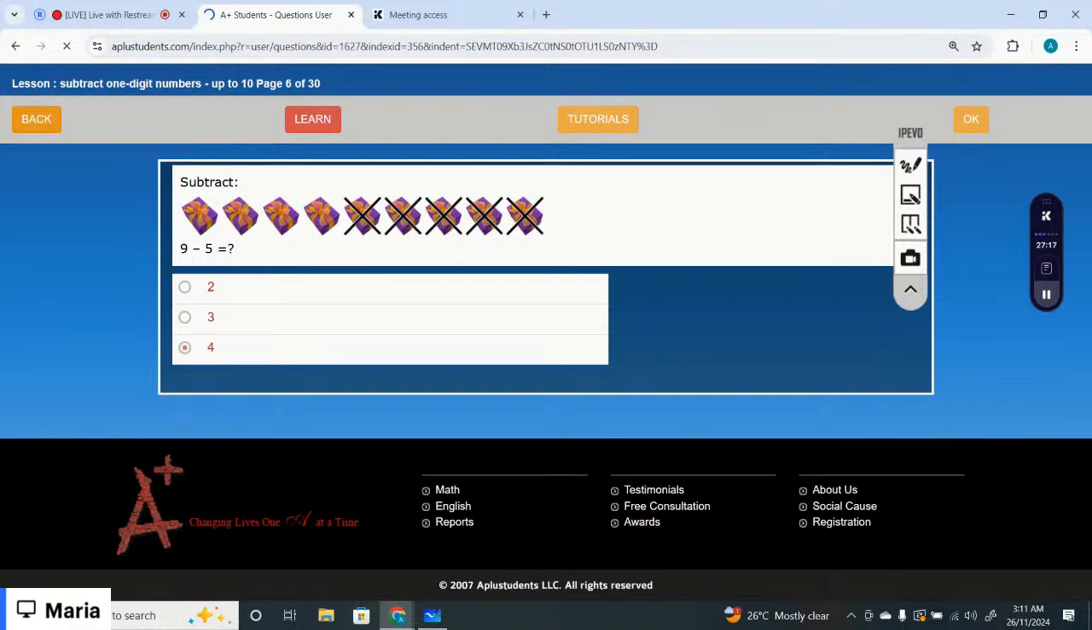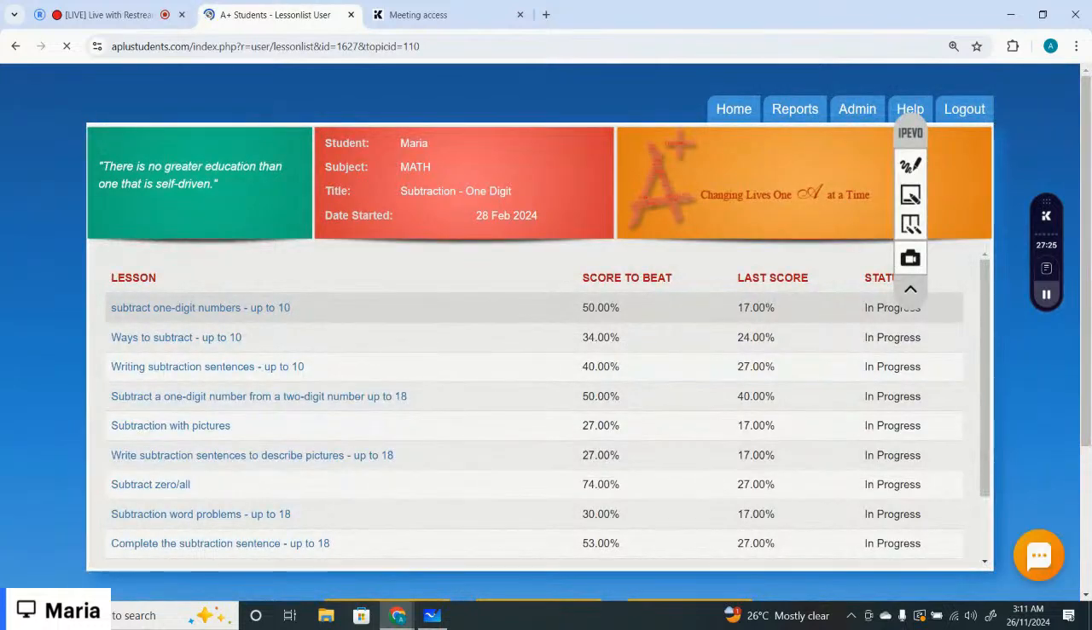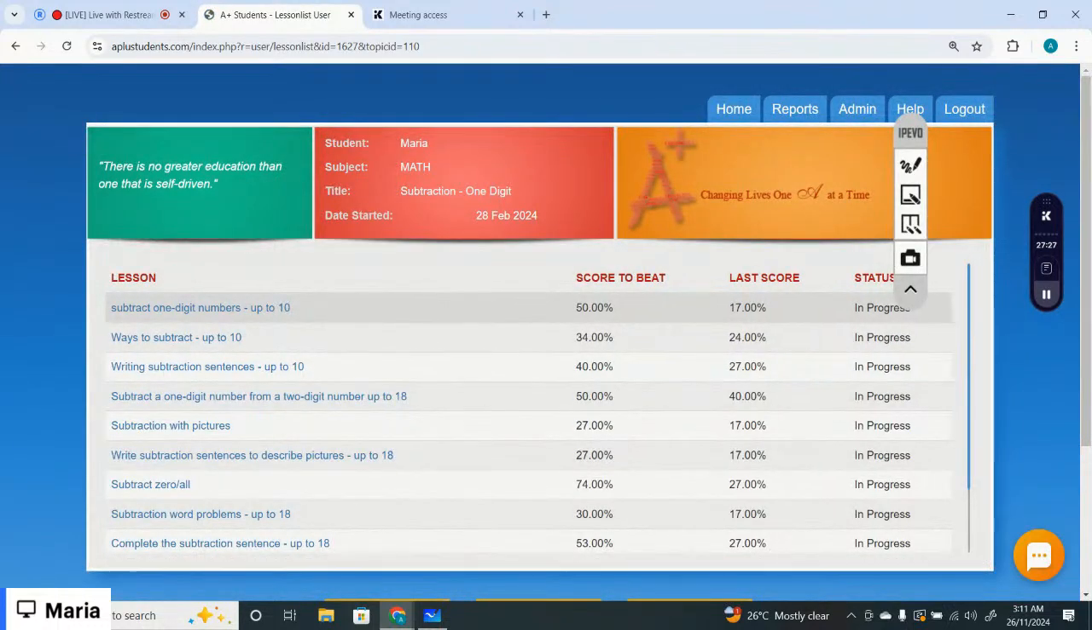Okay, you can complete the lesson by yourself later today. Let me just move on to the next lesson. That is ways to subtract up to 10. So how do we subtract? Let's just start with the lesson.